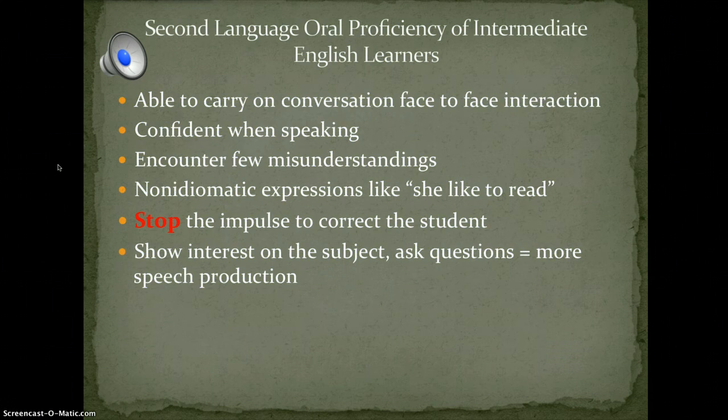Second language oral proficiency of intermediate English learners. Intermediate English learners are able to carry on a conversation in face-to-face interaction. They are very confident when speaking and they might encounter just a few misunderstandings. At this point, their grammatical skills are still growing, so you might hear some non-idiomatic expressions like "she liked to read," or an occasional search for the correct vocabulary word, like variations of the word scare, for example, scared, scary.